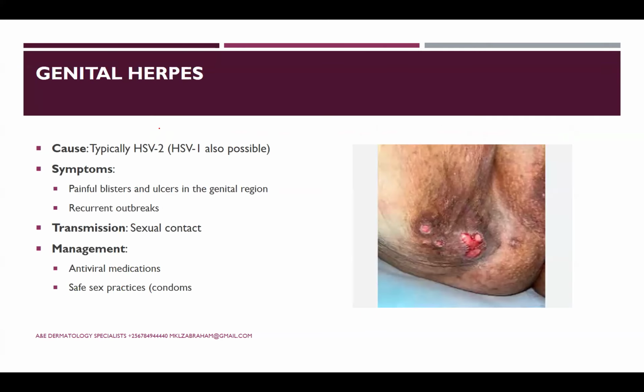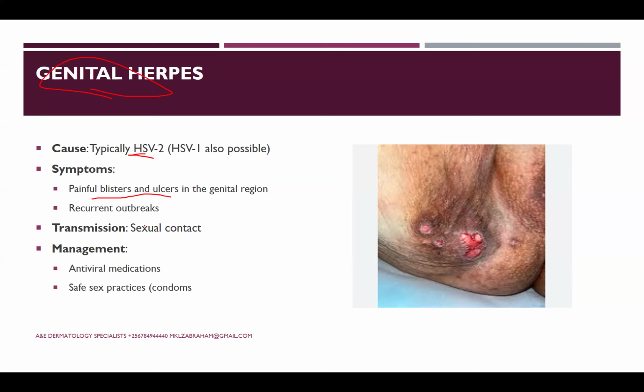So the next type of infection that we usually get from herpes is genital herpes. Now, in this case, it is typically caused by HSV type 2, but even type 1 can cause the same. And someone will present with recurrent painful blisters or ulcers in the genital region. And these recurrent outbreaks will give you the idea, because this condition never heals. You know, the virus, we have no cure for it. So it will present very many episodes with the same manifestation.